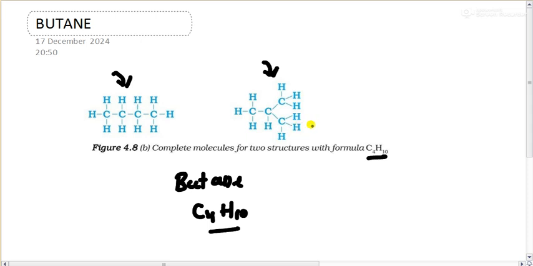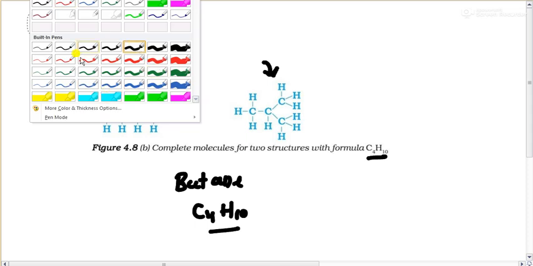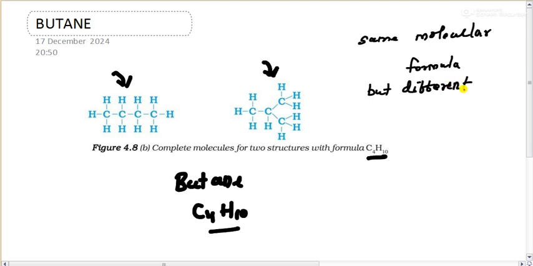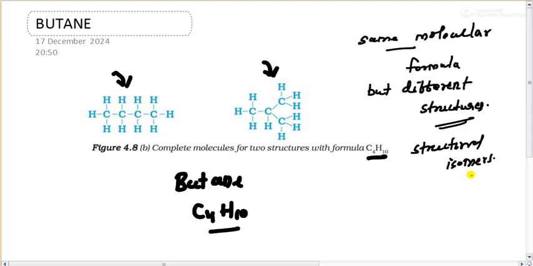Compounds with the same molecular formula. The molecular formula is the same, but the structures are different. This is very important. Compounds with the same molecular formula but different structures are called structural isomers. This is the answer for the first question.